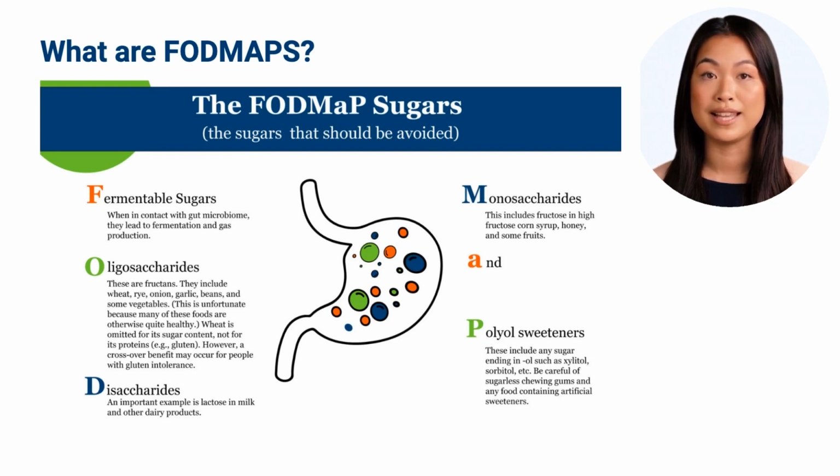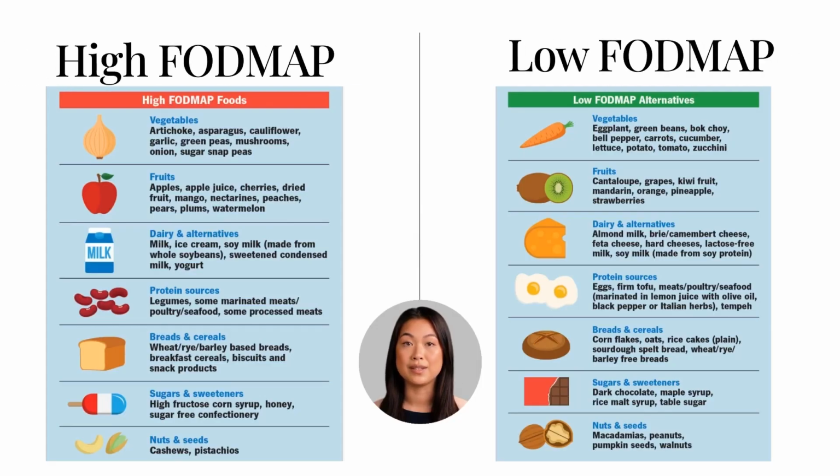The low FODMAP diet temporarily restricts these carbohydrates in order to relieve uncomfortable symptoms and give your digestive system a rest. Removing irritants gives your gut lining a chance to repair itself and can help restore a healthy balance of gut flora. If your symptoms improve, you can use the low FODMAP diet to figure out which foods to limit in the future. Let's take a closer look at different categories of FODMAPs.